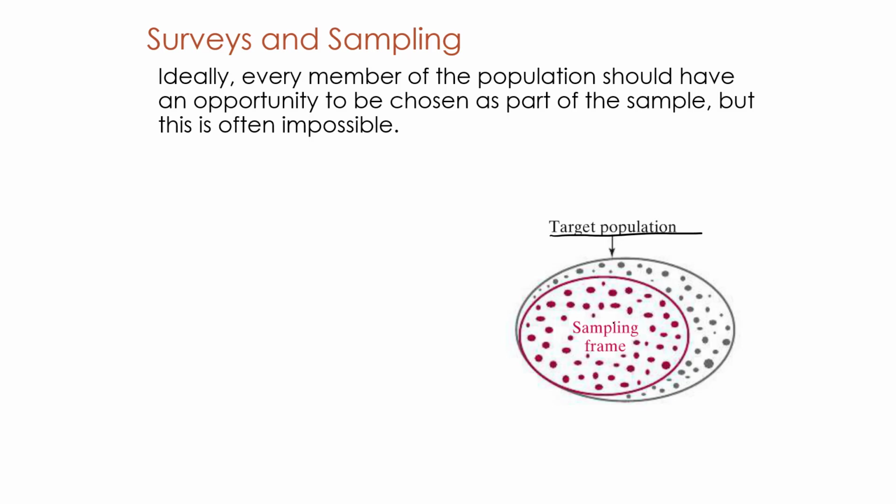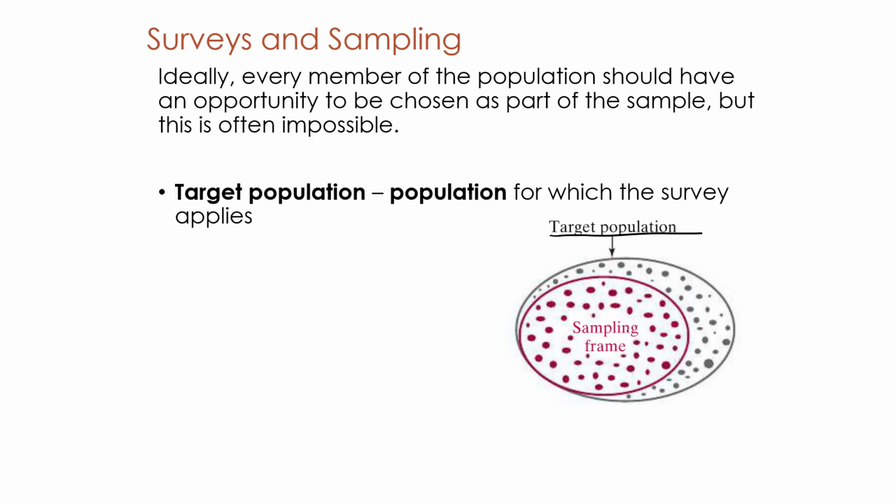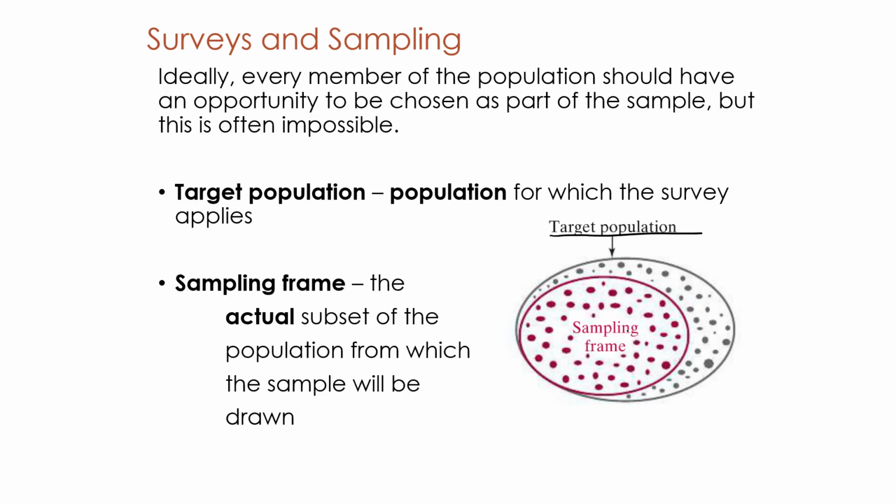But where you're actually going to get your information from is called the sampling frame. And what you should notice about this picture is that not everybody in the target population has opportunity to be in the sampling frame. The target population is the population for which the survey applies. The sampling frame is the actual subset of the population from which the sample will be drawn. So not everybody is going to be in the sample, otherwise it would be a census. And where you're going to get your sample from is the sampling frame.